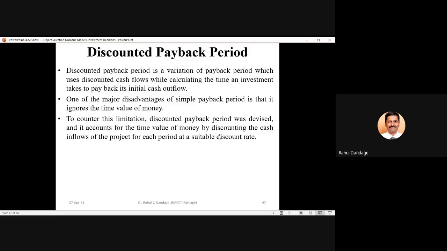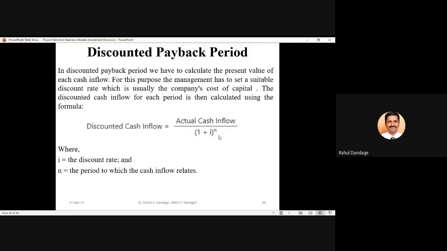To compensate for this limitation, there is one more method related to payback period, which is called discounted payback period. In this method, the time value of money which was ignored in simple payback period has been taken into account to make the payback period method suitable in real life, because the discounted values or the present values of the cash flows will be taken into consideration. Time value of money will be taken into consideration by having the appropriate cost of capital or rate of interest.